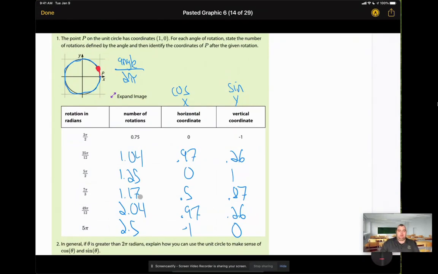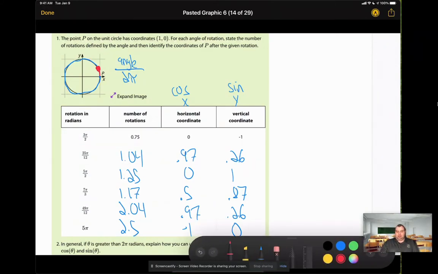Notice 1.04 and 2.04 rotations had the same cosine and sine values. So it doesn't matter how many times I go around the circle first, the cosine and the sine is going to be the same as if I just went around that little bit extra the last time. In this case, that 0.04. Okay. So that's what happens if your angle is greater than 2 pi. It just means that the cosine and the sine of that bigger angle is going to be the same as if you had just gone around that last little bit.